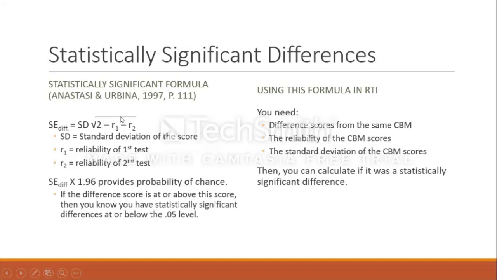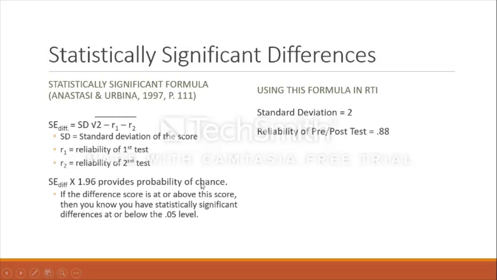So in this case, if you were comparing, say, an achievement test to an IQ test, you'd need two different reliability coefficients. But in our case, we're comparing pre-test to post-test, so R1 and R2 are going to be the same. And you'll also need the standard deviation of these scores. And then you can calculate it.